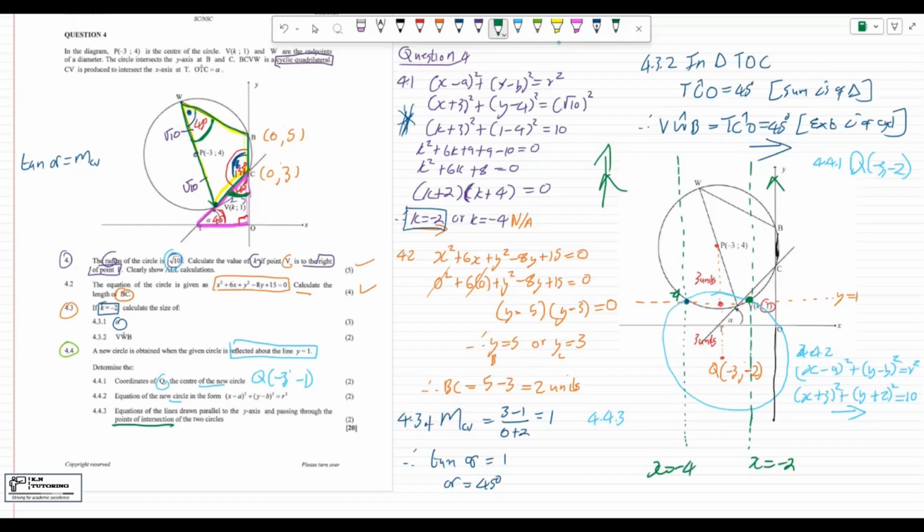Because where the y value is 1, k can either be -2 or -4, because this is a circle. So those are the equations they wanted. Determine the equations of the lines parallel: x = -4 and x = -2, because these lines pass through the points of intersection of the two circles, and we found those there and there.